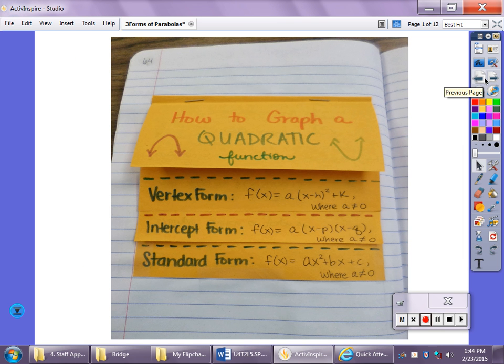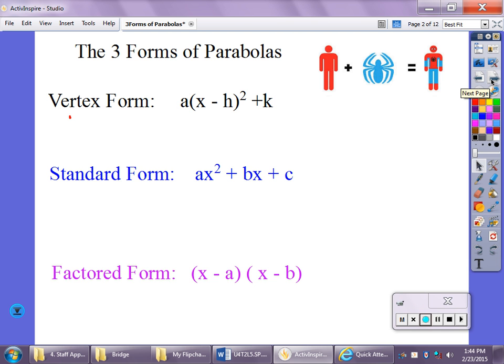Okay, in this video we're going to look at the three forms of parabolas. Previously we learned about the vertex form, which is a times x minus h squared plus k, where h and k were my vertex. We then did the math and used order of operations to take that to standard form, which is ax squared plus bx plus c. And today we're going to talk about factored form, which is also known as intercept form, which is x minus a times x minus b.